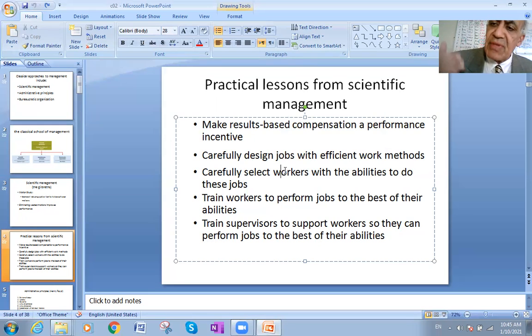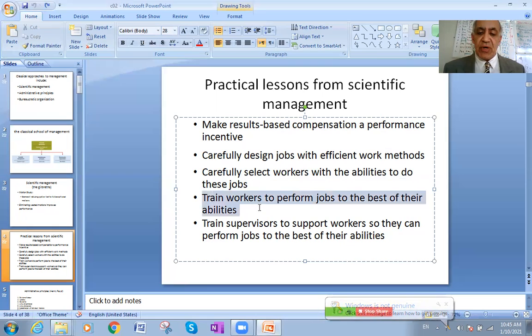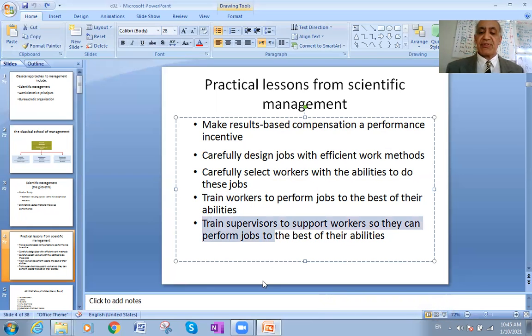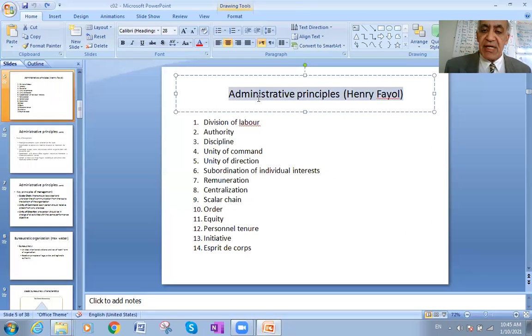For that reason, hiring workers should be correlated with training them, and the training is a continuous process. He also said to carefully select workers, train workers, and train supervisors to support the workers. Then next came Henry Fayol, after the appearance of Frederick Taylor, the father of scientific management.